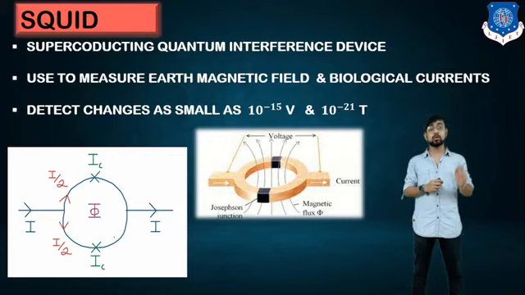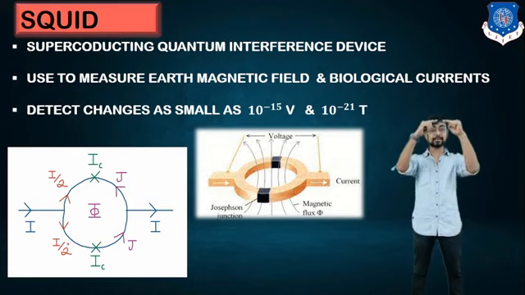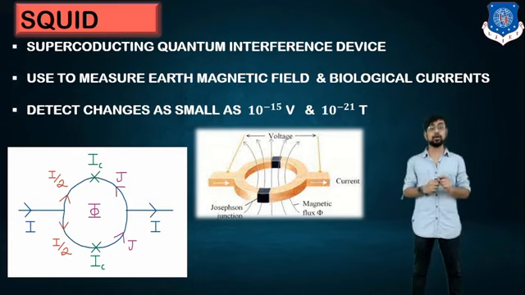The moment an external magnetic field with flux comes, a current density is induced. You can see that in the upper layer it opposes, and in the lower layer it adds on. Because of this difference in the current, there is a change in the voltage. So with the help of external magnetic flux, a voltage difference is generated, and this is the basic application of the SQUID. It is used to measure the Earth's magnetic field and biological currents.